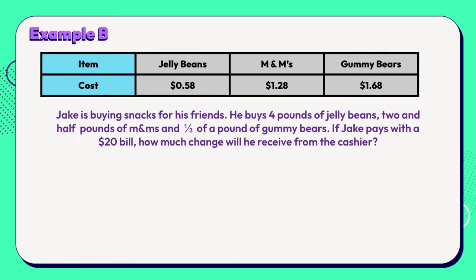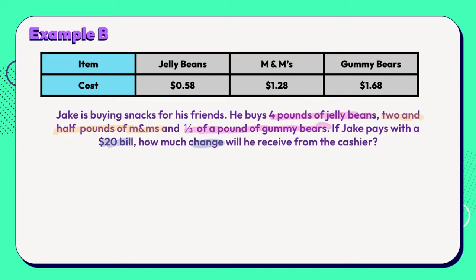So the first thing we have to do is identify the important information in this problem. He's going to buy 4 pounds of jelly beans, that's important. He's going to buy 2.5 pounds of M&Ms, and that's important. And then he's going to buy a third of a pound of gummy bears, and that's important. We also need to know that he's going to pay with his $20 bill and wants some cash back, or change.